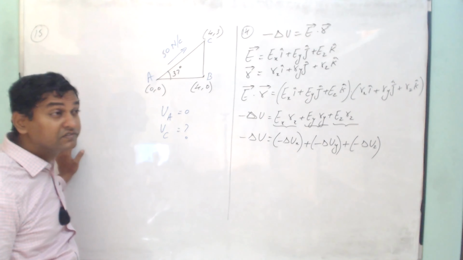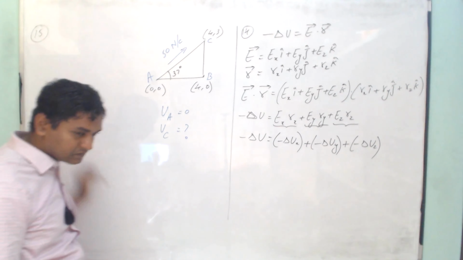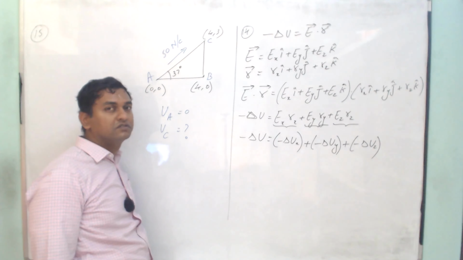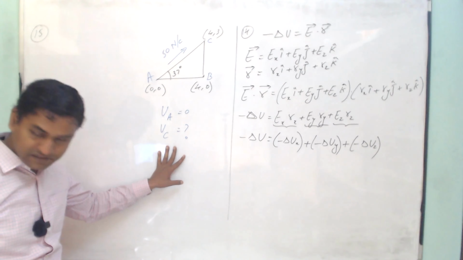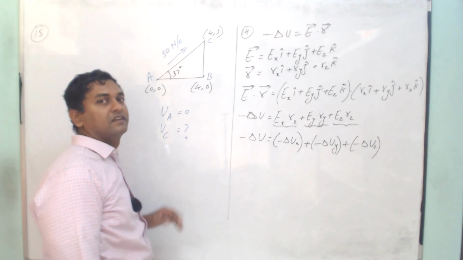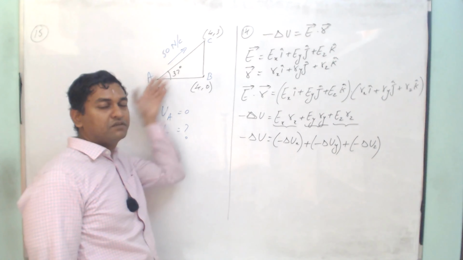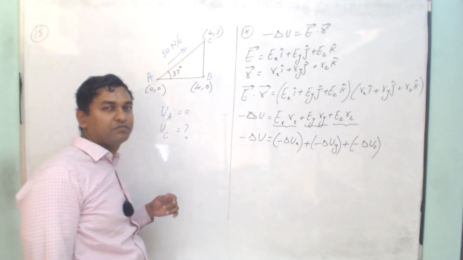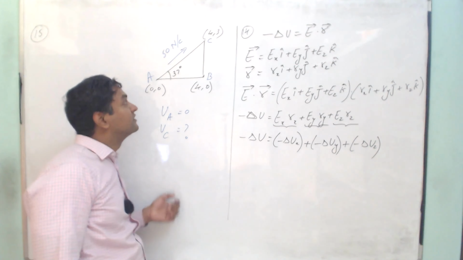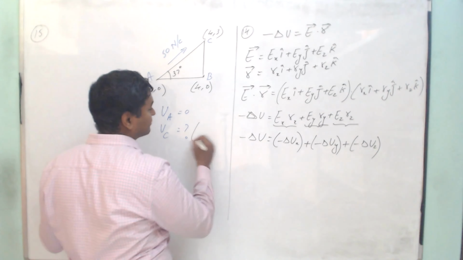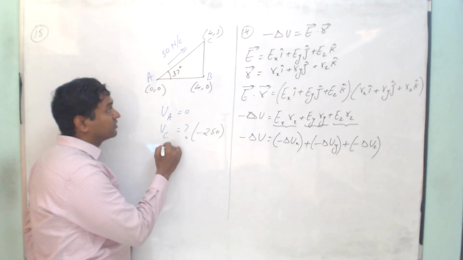Sir, it will be 15 to 5, sir. How much is that? Sir, 20. So, how much will VC come as? 250. Forget units. So, you're saying parallel to the electric field, electric potential should increase or decrease? Decrease, minus 250. So, VC will come as minus 250, right? Yes, sir. Now, can you tell me what will be VB?